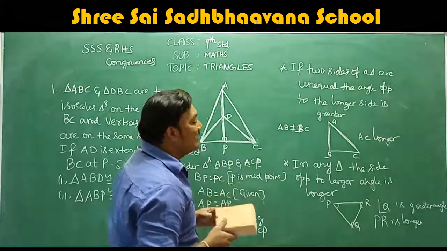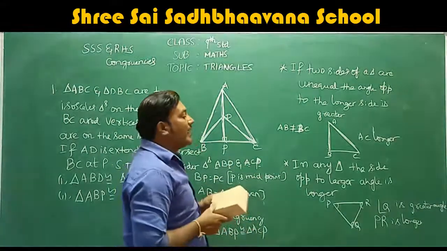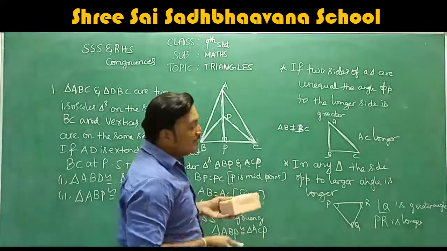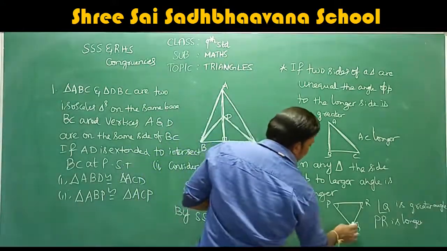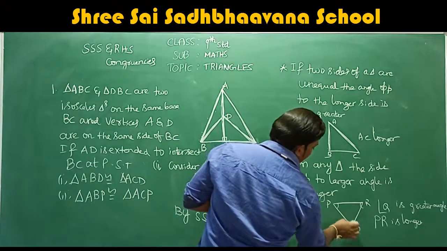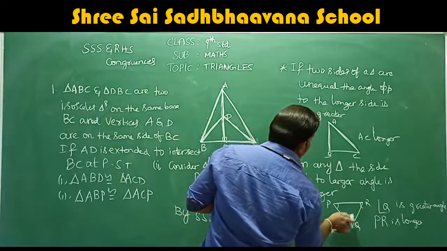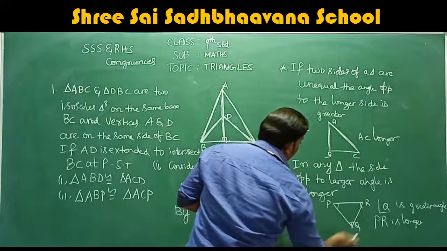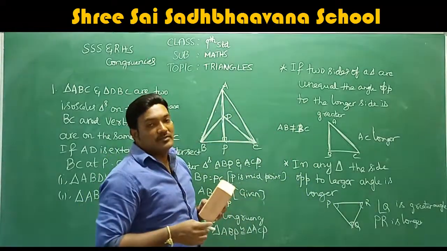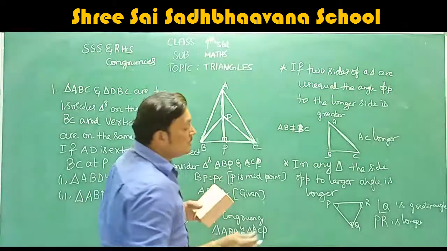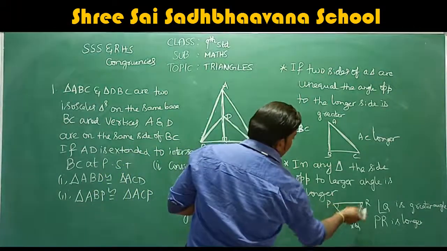In any triangle, the side opposite to the larger angle is larger. In this also, guys, I will take an example. In triangle PQR, this angle Q is the larger angle compared to P and R. So what is the opposite side to the larger angle Q? It is PR. So PR is always the longer side. Okay. You can ask me why this can't be the longer side, or this.